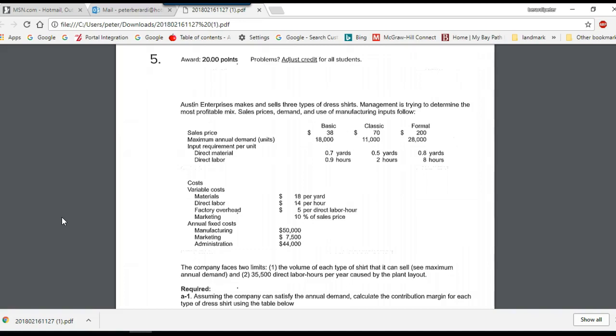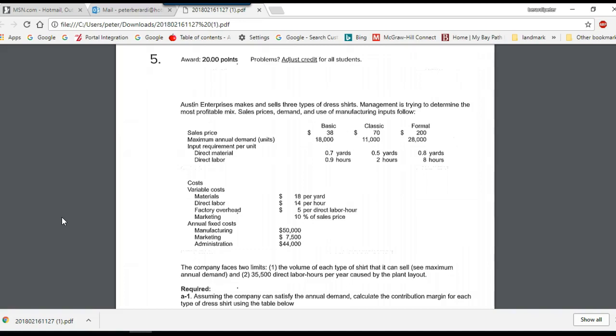Our variable costs are as follows. Materials are $18 per yard. Direct labor is $14 per hour. Factory overhead is $5 per direct labor hour. Marketing variable costs represent 10% of sales price. Annual fixed costs are manufacturing $50,000, marketing $7,500, and administration $44,000.